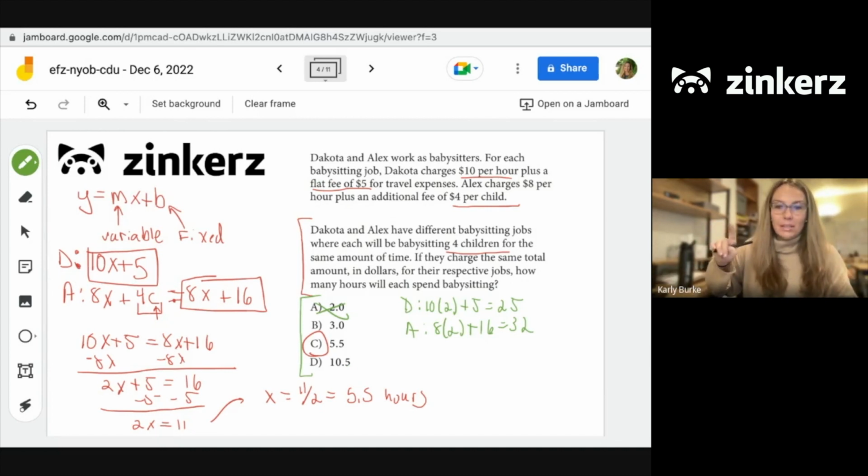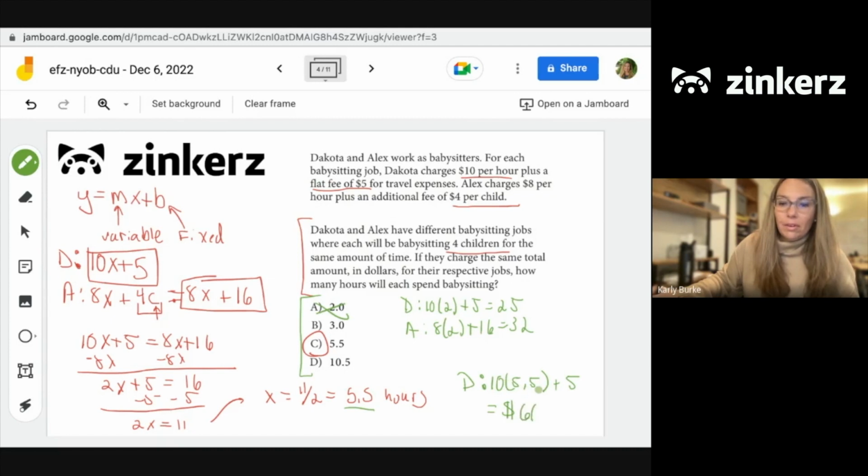One last thing to look out for. In this case, they're asking you for the number of hours. They could have asked you how much they charged. In order to figure that out, you would have to plug the 5.5 back in to either equation. So I like Dakota's because it's 10. So 10 times 5.5 plus 5. So the total charge would have been $60. Make sure you're reading the question and answering what they're asking.